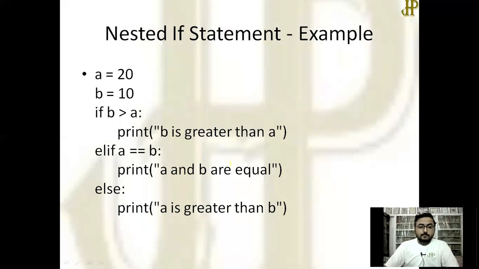So here is the example. A is equal to 20, B is equal to 10. If B is greater than A, what will happen? No, B is not greater than A, so it will move on to the next condition. Elif, whether A is equal to B? No. So the else part will be executed. So for these purposes, you can use nested.